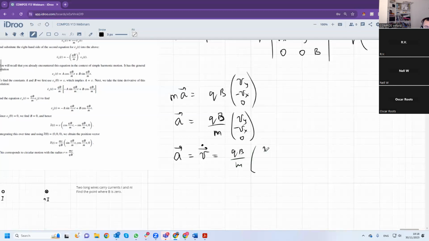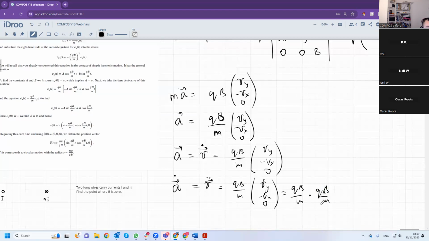qB over m (vy, minus vx, 0). Now I'm going to differentiate that, a dot. So a dot is going to be v double dot, which is qB over m (vy dot, minus vx dot, 0). But vy dot, we already know, because this is this. vy dot is qB over m multiplied by qB over m again.